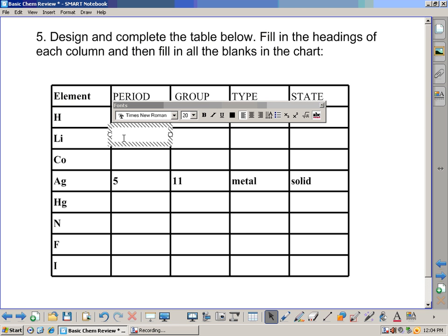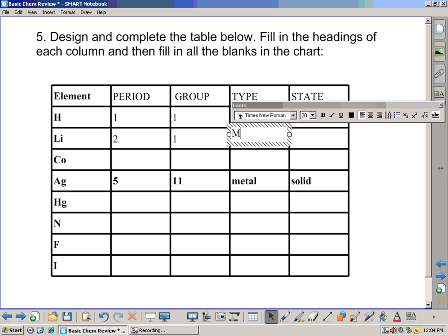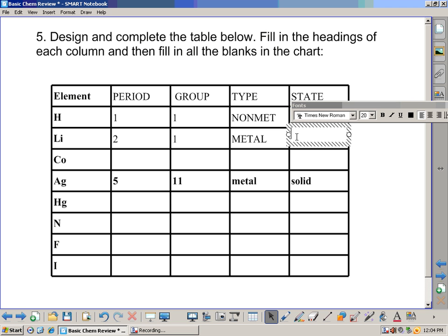We go to lithium. Lithium is also up in that top left-hand corner, but this is going to be in period 2, the second row. It's still in the first column, so that's group 1. It is a metal because it's to the left of the stairs. And your periodic table should show that it is a solid, like most metals.